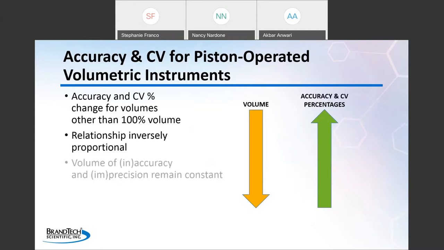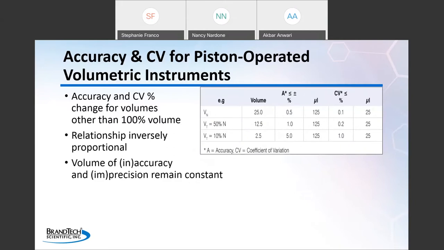Because of the design of a piston-operated instrument, the value of the volume of inaccuracy or imprecision will stay the same across the volume range of the instrument, but the denominator or the measured volume changes. For example, with this 25 mL dispense set, there's a volume of inaccuracy of plus or minus 125 microliters. At the nominal volume of 25 mL, that's an accuracy of plus or minus 0.5%. But at 10% volume, or 2.5 mL, that's an accuracy of plus or minus 5%. This is why it's always best practice to work in the upper range of a piston-operated instrument if accuracy is important to your work.